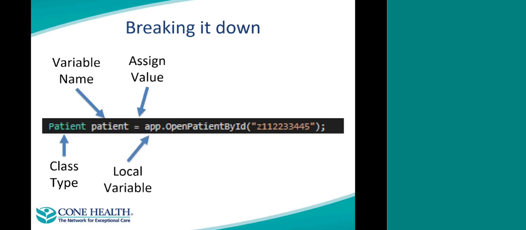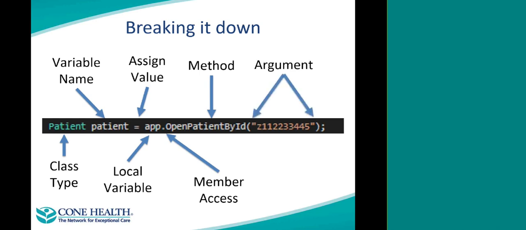And then we have a local variable called app. That's another class that we are digging into. And the dot there is important because it separates your initial code from the members of that class that we're calling. And there's a method in the app class called OpenPatientById. So think of that as opening Eclipse and then opening the patient by an ID. And that method, like we talked about before, takes an argument, and that argument is the medical record number. And then we end the statement by closing the parentheses, closing the quotes, and adding a semicolon.